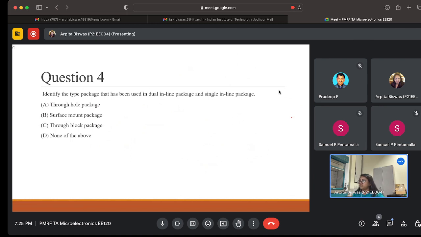Then let us move towards the next question, question number 4. Identify the type of package that has been used in dual inline package and single inline package. The first option is the through-hole package, the second is the surface mount package, the third is the through-the-block package, and the fourth option is none of the above. So what is the right answer? Through-hole package, madam. Okay, so the right answer is the through-hole package.